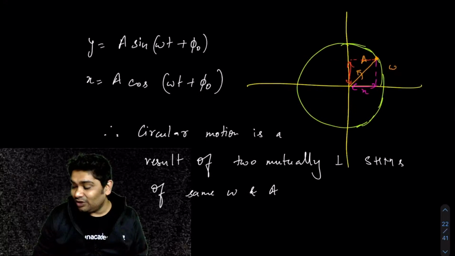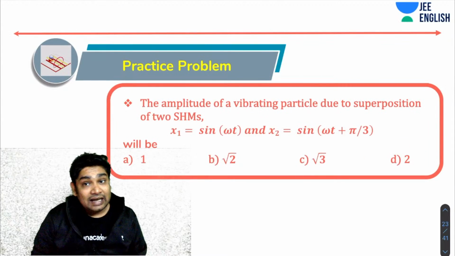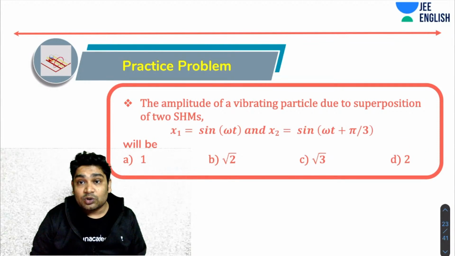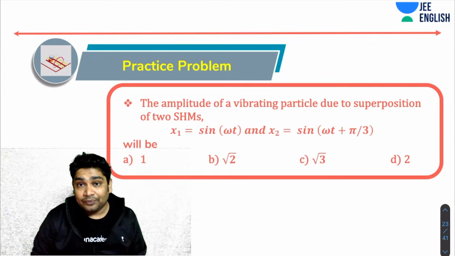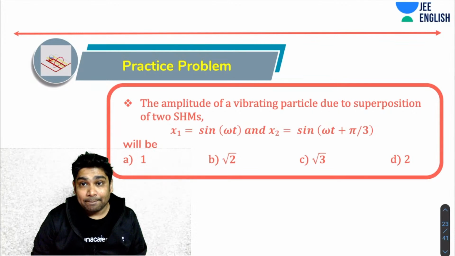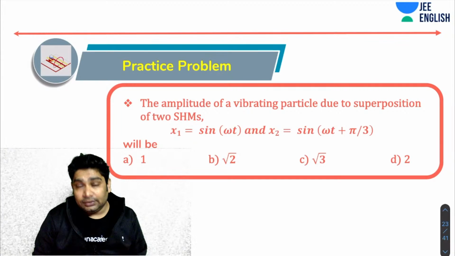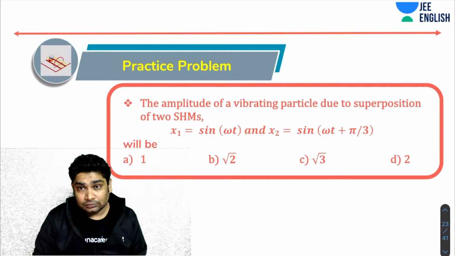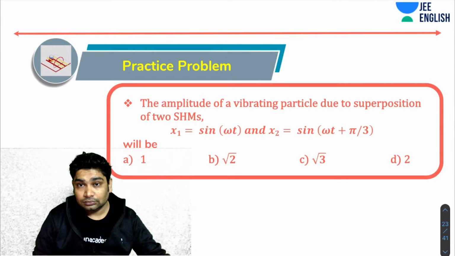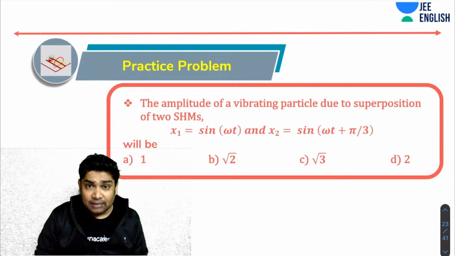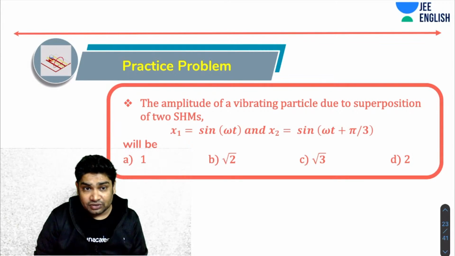Now let's move on to the next question then. The amplitude of a vibrating particle due to superimposition of these two SHMs would be. That is what you have to find. So find the resultant amplitude of the superposition of these two.